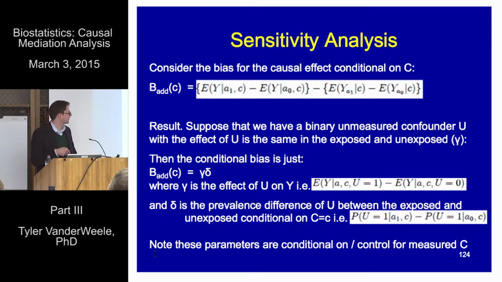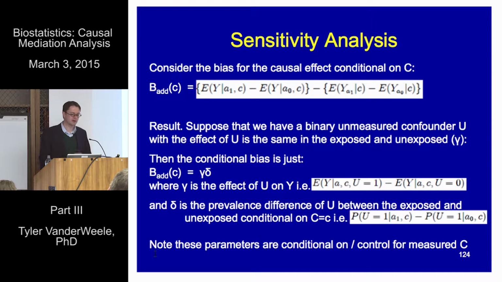That's our first parameter. And our second parameter, which we'll call delta, is just the difference in prevalences of the unmeasured confounder comparing the exposed and the unexposed. So with the ratio approach, we had to specify both of those prevalences. On the difference scale, we only need to specify the difference of those two prevalences of the unmeasured confounder amongst the exposed and the unexposed, and the product of those two parameters gives us our bias factor.